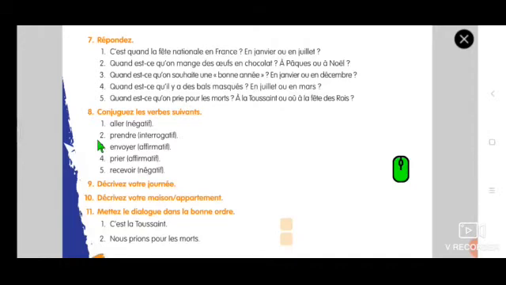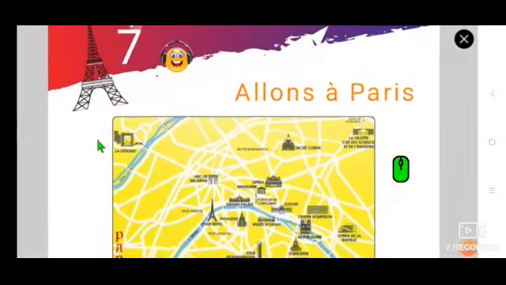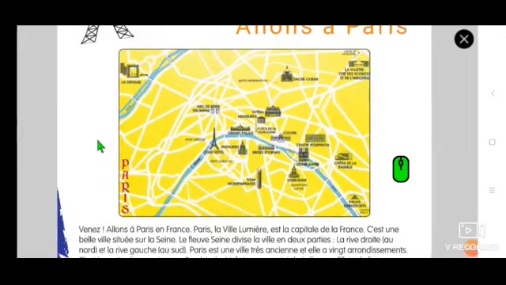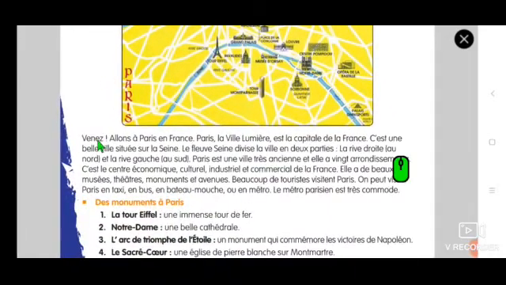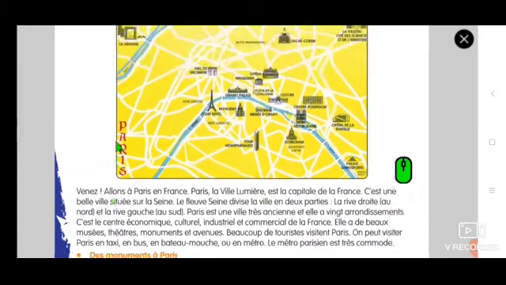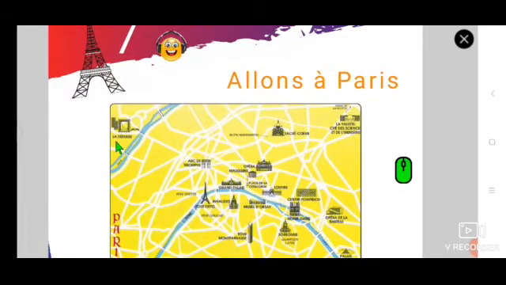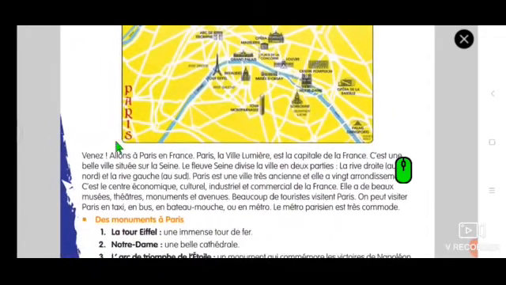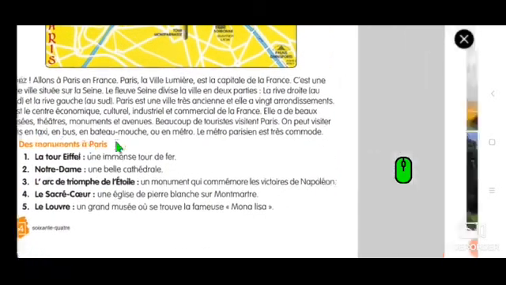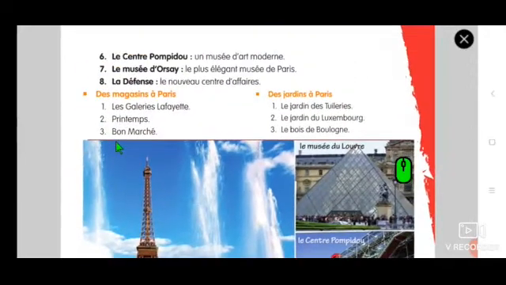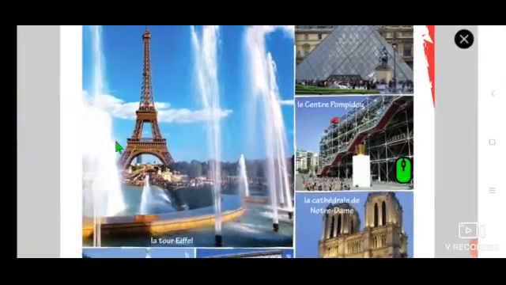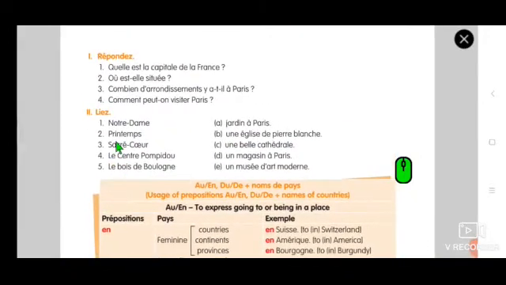Fine. Now let's go to lesson 7. Here we are in lesson 7, Allons à Paris. Regarding this lesson, please read whatever is related to the French passage. If there is any exercise regarding the French passage, please read it also. For example, question answer, and match the following.